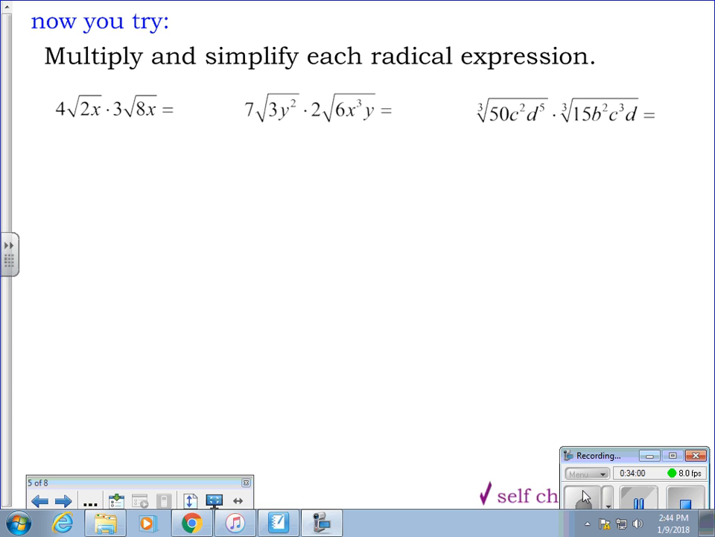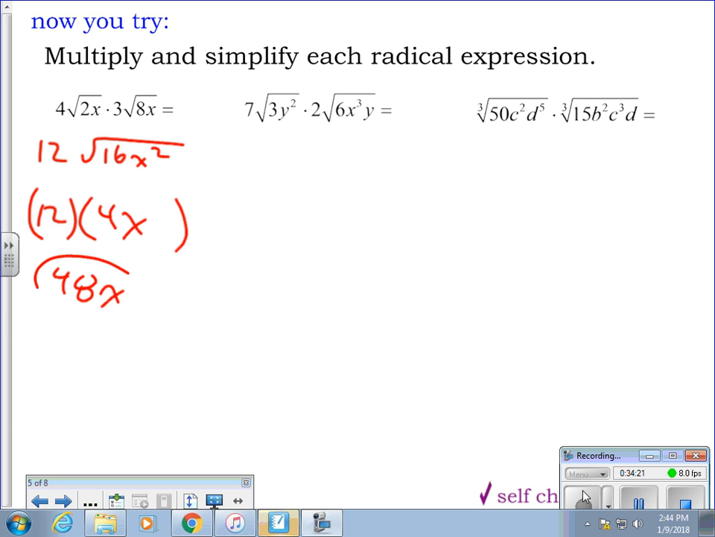So first one, 4 times 3 gives me 12. And then inside the radical, 2x times 8x gives me 16x squared. It's an easy one. And so I still have my 12 outside. And then if I simplify 16x squared, I get 4x. 12 times 4 gives me 48x. Okay.